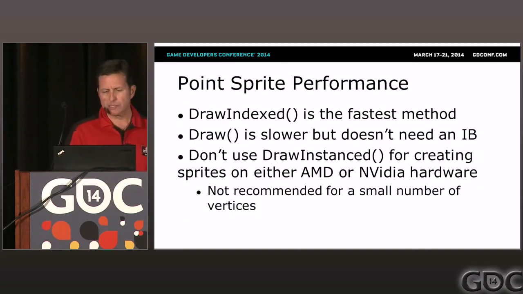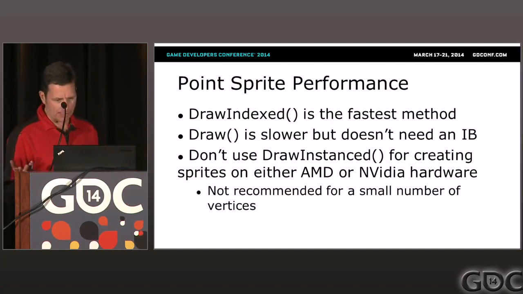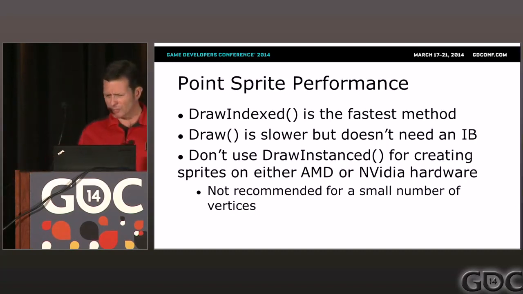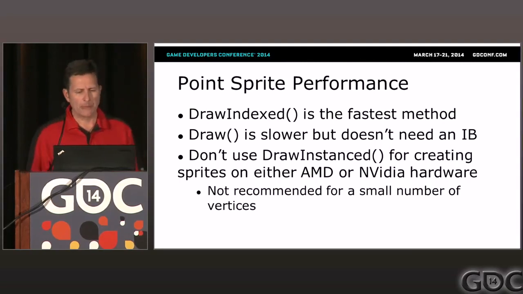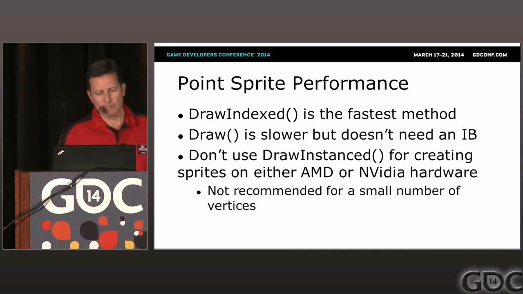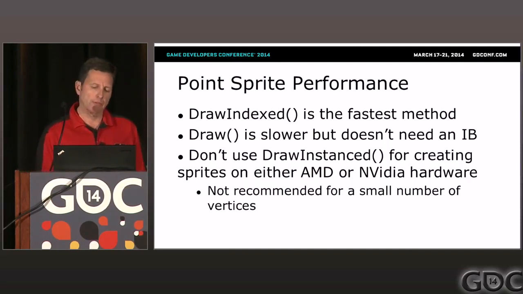So just to summarize here, draw indexed is the fastest method. Draw is a little bit slower, but has some advantage because it doesn't need an index buffer, so you're saving some data there. And then once again, don't use draw instanced for creating these kinds of sprites on either AMD or NVIDIA hardware. There might be better ways to do it. In this particular technique, it's just not a good way of doing it.